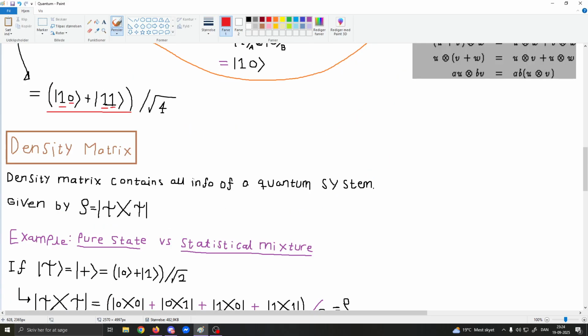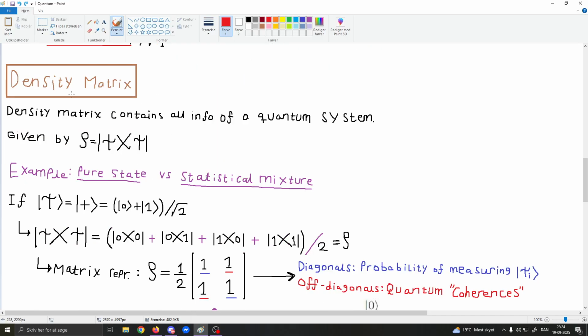Next up, let's talk about another really important tool called the density matrix. So the density matrix is, like I said, a tool that contains all the information about a quantum system. So it's a more universal description of a quantum system than a wave function, because a wave function can only describe quantum systems that are linear superpositions, while a density matrix can describe other systems as well, which aren't necessarily superpositions. And we'll see why in just a second.